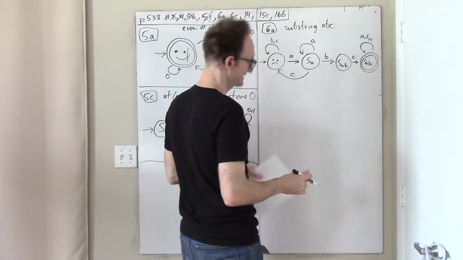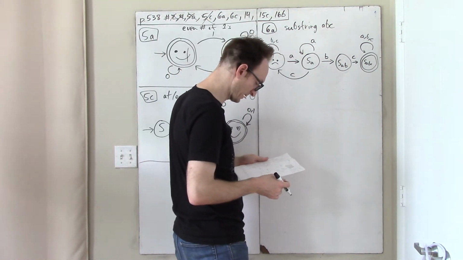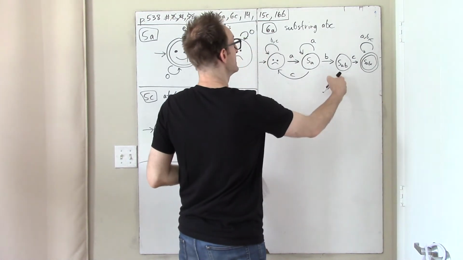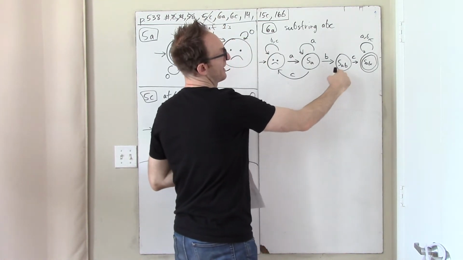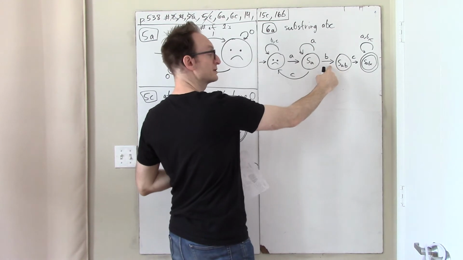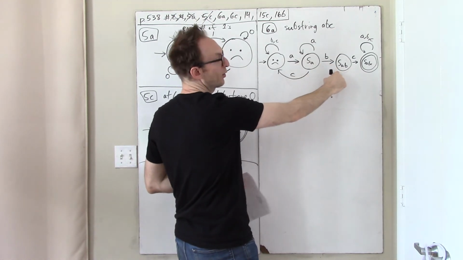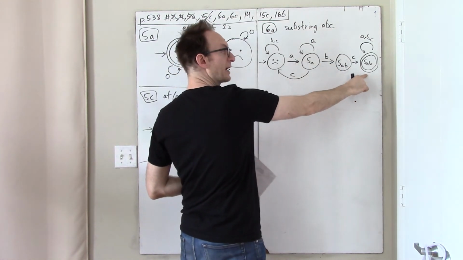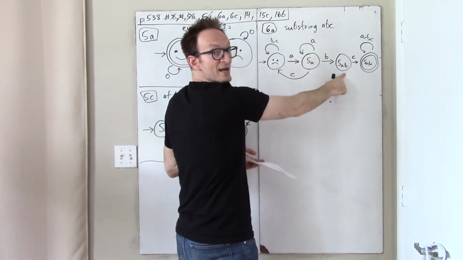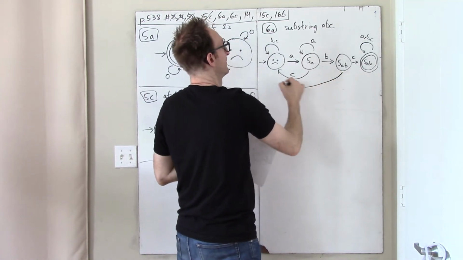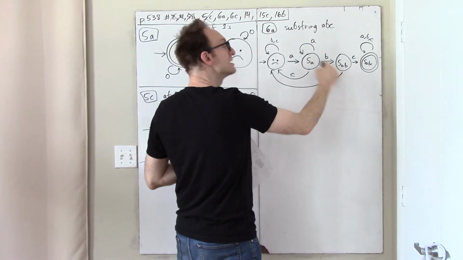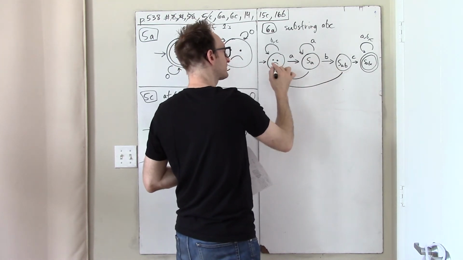Okay, and now, make sure I'm not messing this up, yeah, I'm not. Now, what happens if the previous two characters were A, B in that order? Well, if there's a C, I go here, but if there's anything else, then this string is kind of destroyed, right? So if an A occurs now, I do need to go back to the beginning.